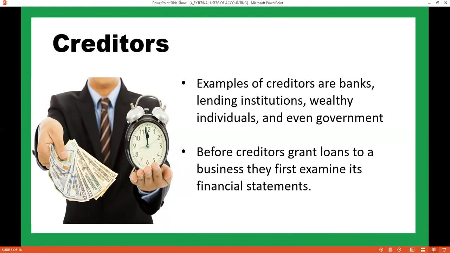Before creditors grant loans to the business, they first examine its financial statement. They need to examine the financial statement of the business for them to know if their transaction will be beneficial. They will be able to examine if the business can pay them back with the correct amount of interest included after lending their money. That's their main goal, to earn. So hindi sila basta magpapahiram kung hindi sure na makakabayad yung business na pagpapahiraman nila. Always remember, huwag mag-i-invest kapag walang return of investment. So that is the motto of creditors.